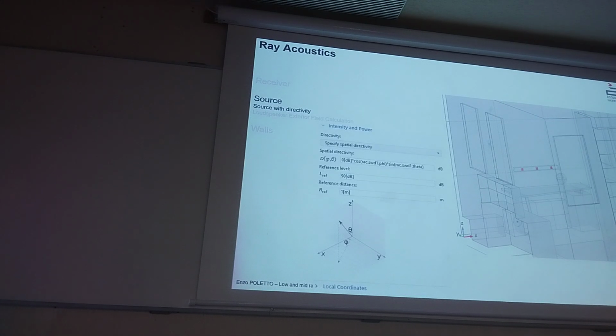Now the source, we're going to first use a source with directivity, which works pretty much the same way. Now I need to set up something called an SPL reference. So if I'm 1 meter away from the source, I get 90 decibels. And if I'm 2 meters away, I can calculate the loss. That's geometry, very simple acoustics.